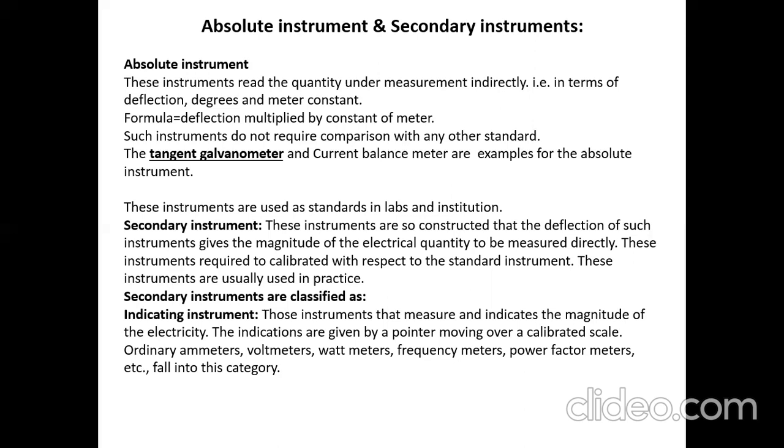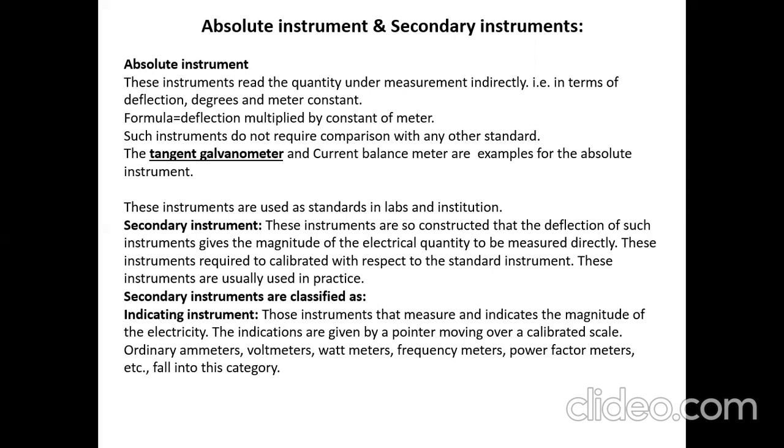the bridge balance condition. Suppose the deflection is shown by the galvanometer, then the current will be flowing through that galvanometer only for the detection purpose. We don't measure this current. This is called an absolute instrument, meaning the instrument which is not used for the measurement of any quantity.